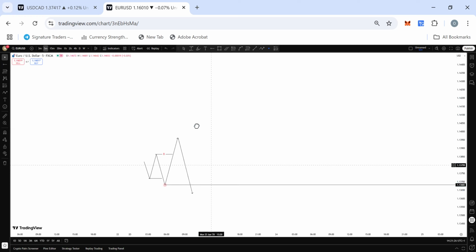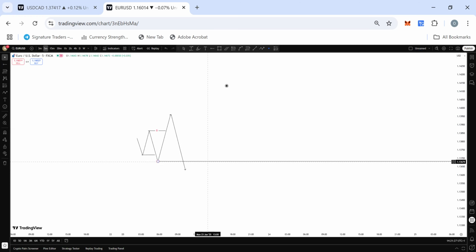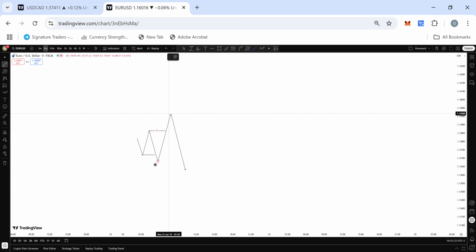Now, many of us will be confused in this inducement. This thing is actually an inducement. Since price was unable to create an inducement for us, automatically we are going to use this low as our inducement. This low will become our inducement in the market.